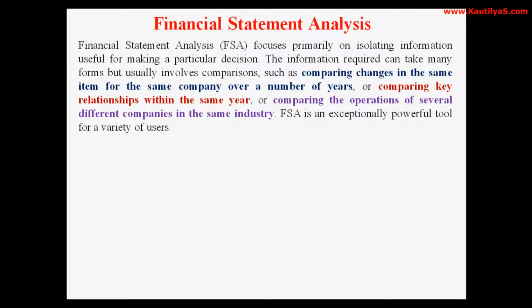The information required can take many forms, but usually involves comparisons, such as comparing changes in the same item for the same company over a number of years, or comparing key relationships within the same year, or comparing the operations of several different companies in the same industry. Financial statement analysis is an exceptionally powerful tool for a variety of users.